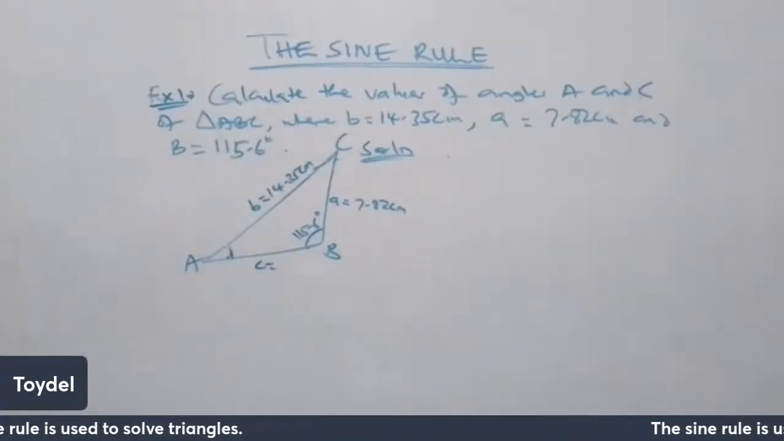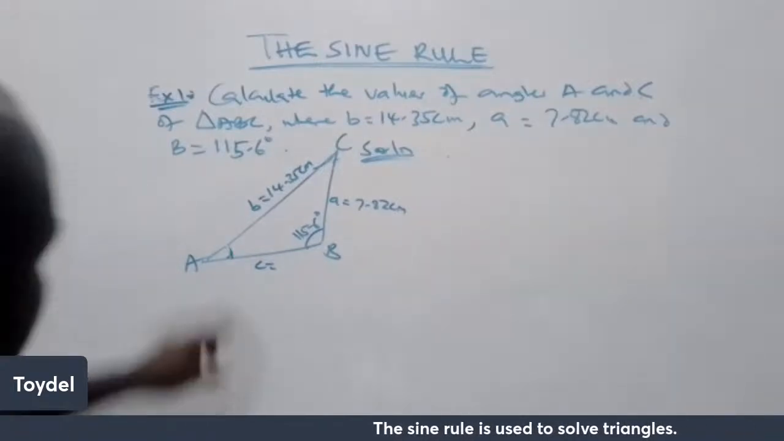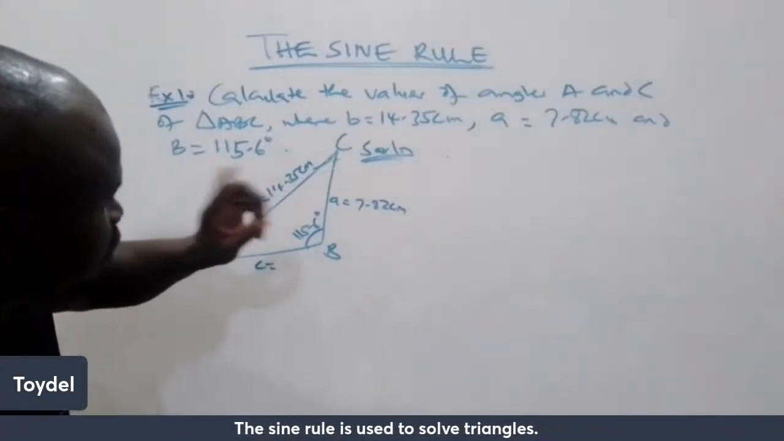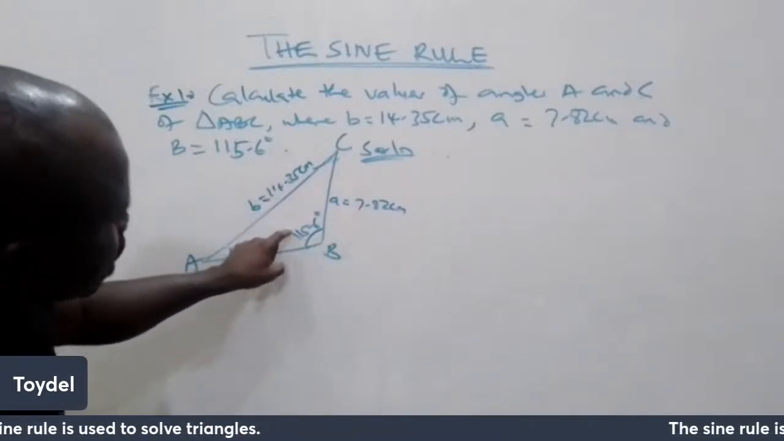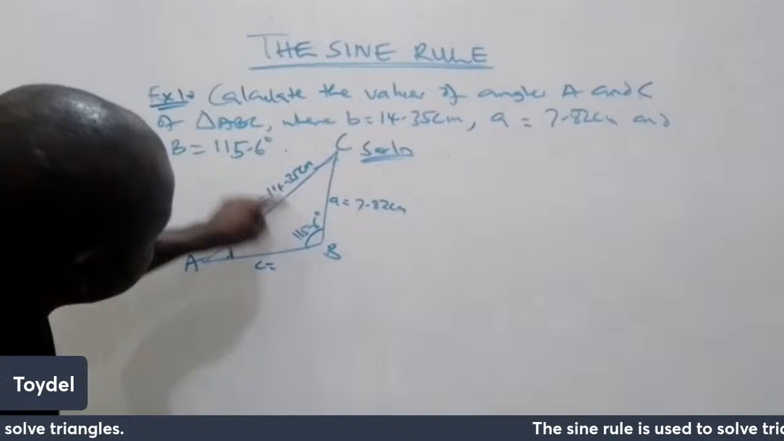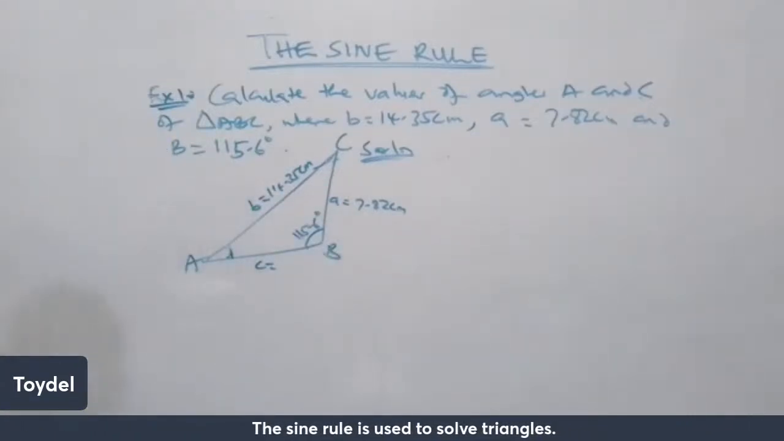So in this case now, we are given two sides and one angle, and that angle is actually opposite one of the sides. That is one of the conditions to use the sine rule. We are given two sides and one angle. The angle that will be given must be the angle of one of these two sides. And this one actually satisfies the condition.